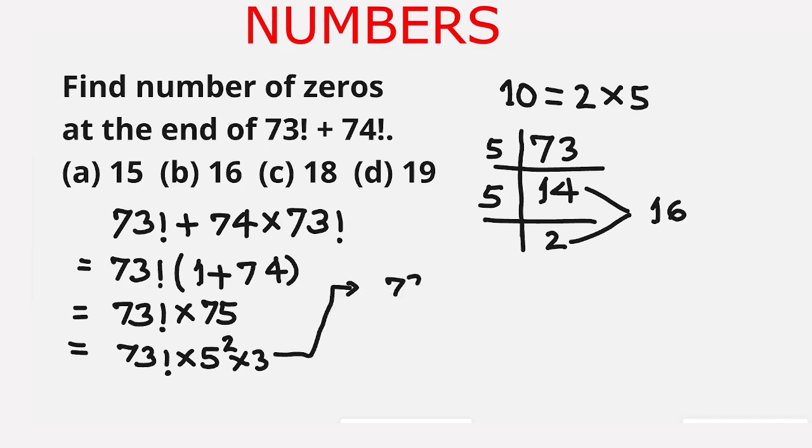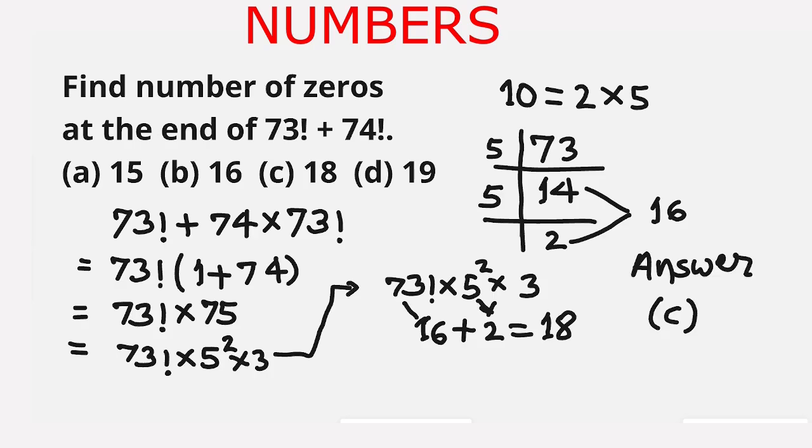73 factorial multiplied by 5 to the power 2 multiplied by 3 is the value of the given question. Now the power of 5 in 73 factorial is 16 plus the power of 5 in 5 square, which is 2. 16 plus 2 is 18. So the power of 5 in the given question is 18, and that will be the power of 10 in the given question, and that will be the number of zeros in 73 factorial plus 74 factorial.